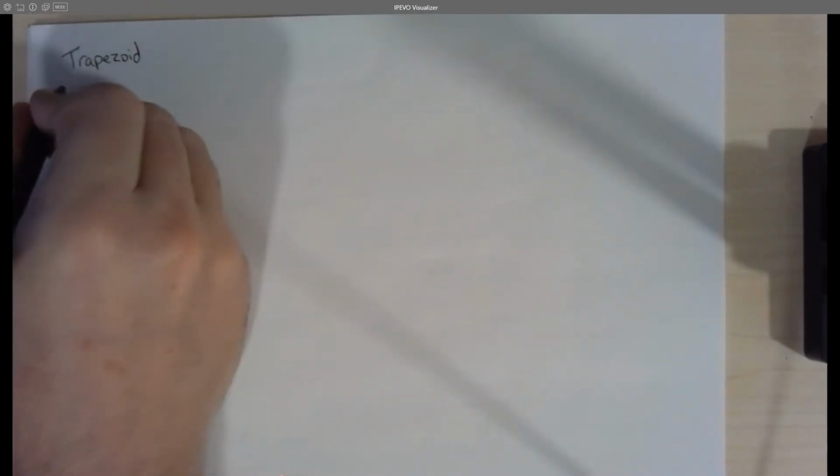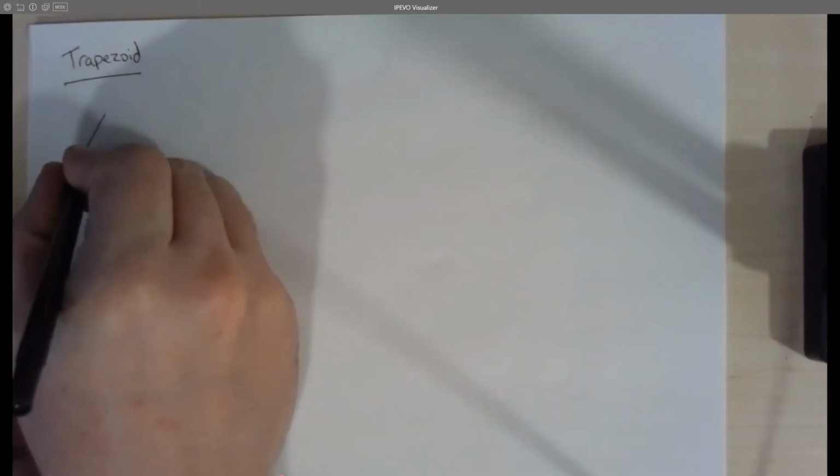In this one we're dealing with area again of a rather strange shape, a shape called a trapezoid. Now to solve a trapezoid, it's kind of going to be a combination of how to solve a parallelogram and how to solve a triangle question as well.